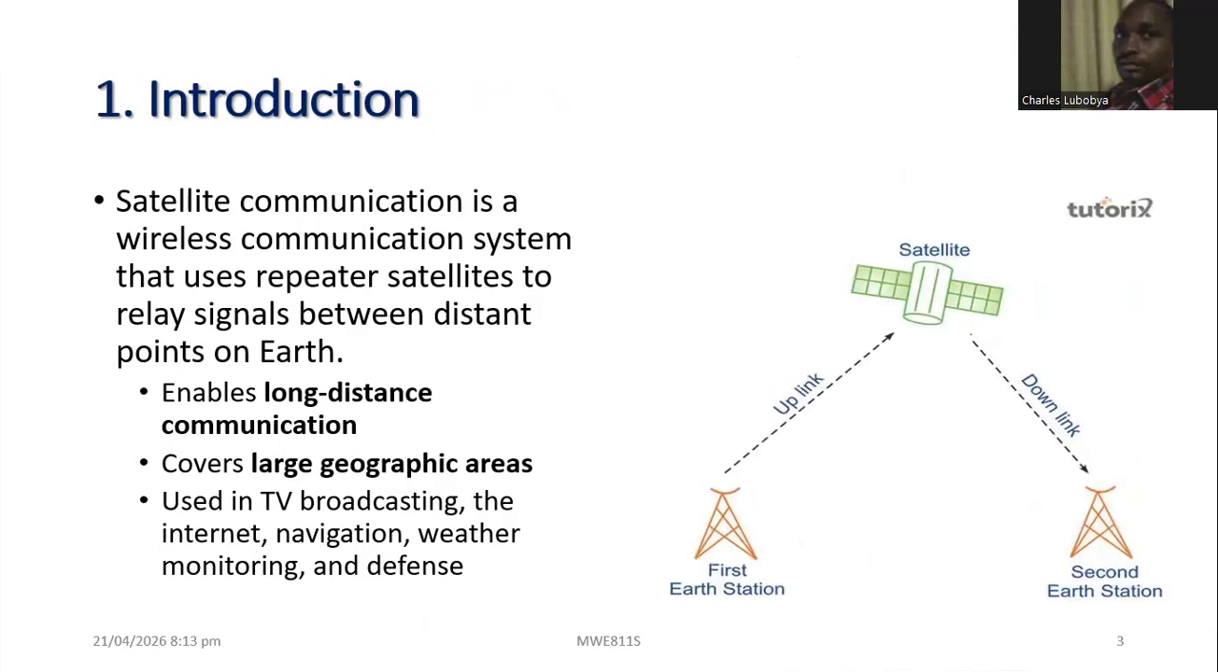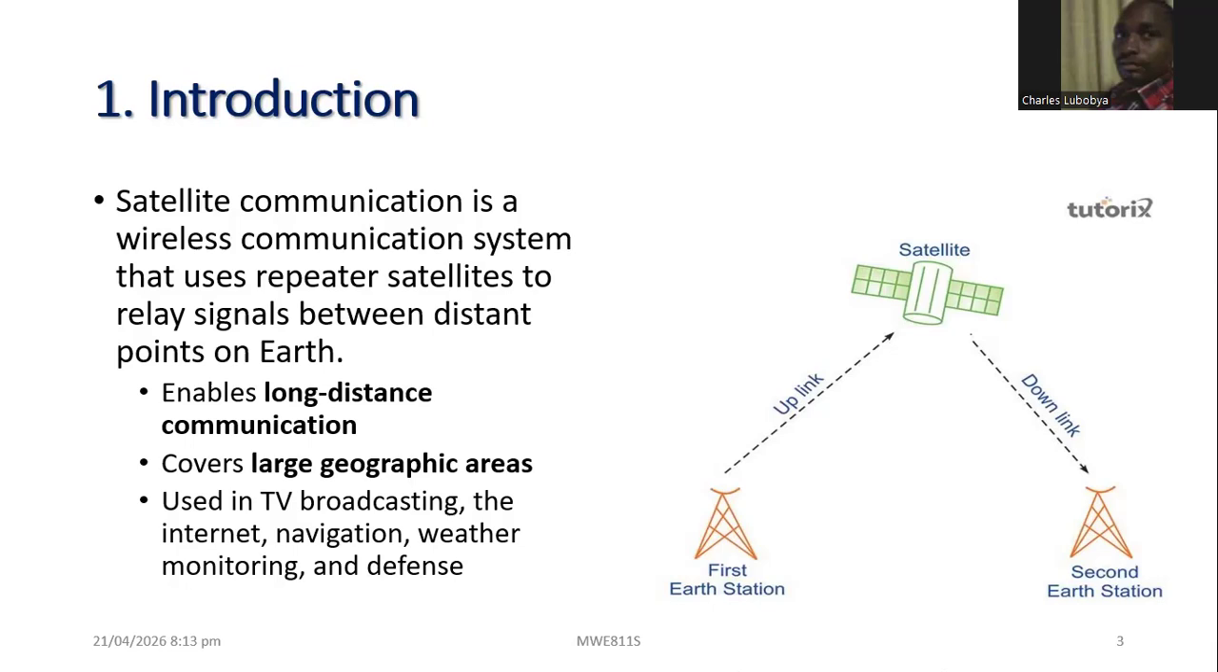So let's begin with an introduction. When we talk about satellite communication, this is nothing but a wireless communication system that uses some repeater satellites to relay signals from distant points on Earth. And as you can see from the diagram on the right, you've got two Earth stations, the first and second. If you are sending information from the first Earth station to the second Earth station, you will need a satellite to basically relay your signal, act as a repeater.